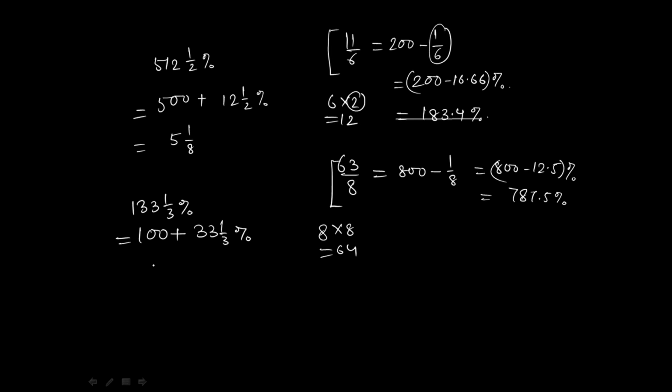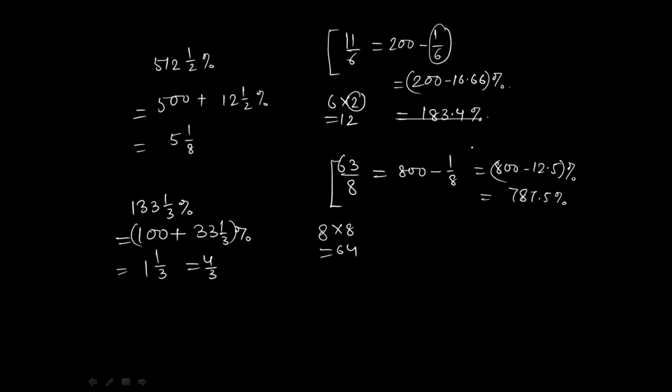Right? So this 100% means 1, and this 33 and 1 by 3 means 1 by 3. So this is the fractional value, or else you can write it like 4 by 3 also. This is how you have to convert fractional value to percentage value and percentage value to fractional value. I hope it is clear to you. These are the basic concepts here.